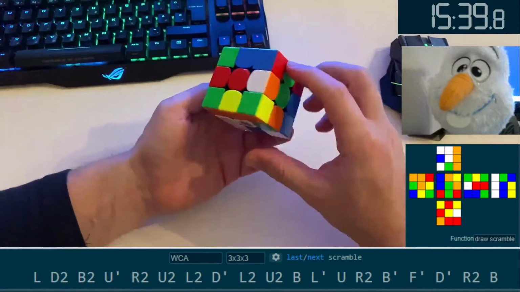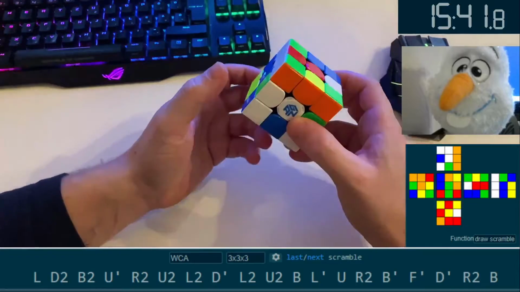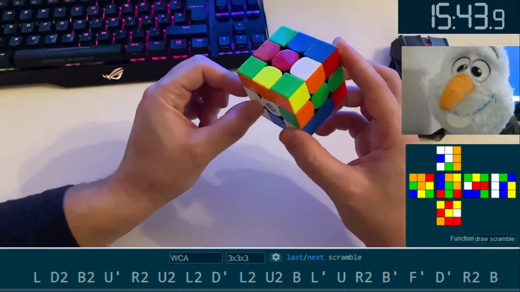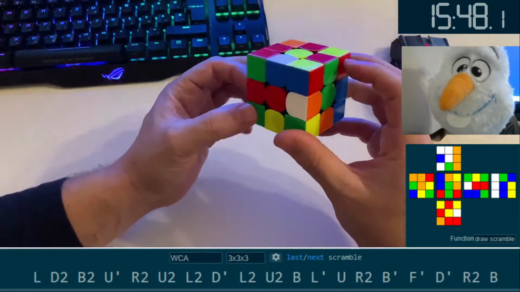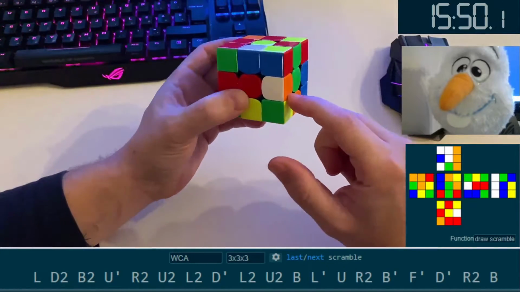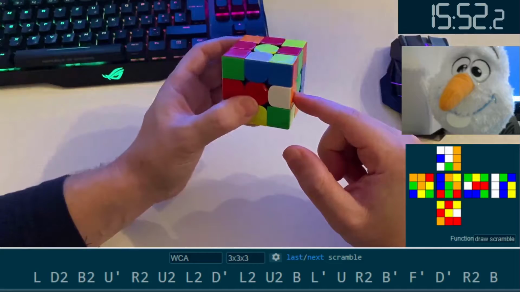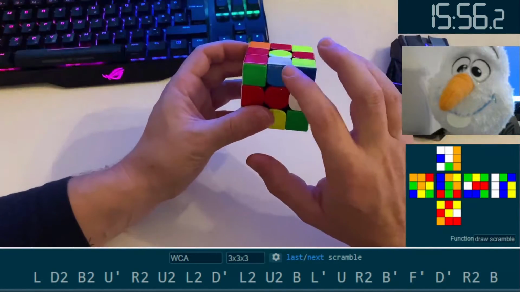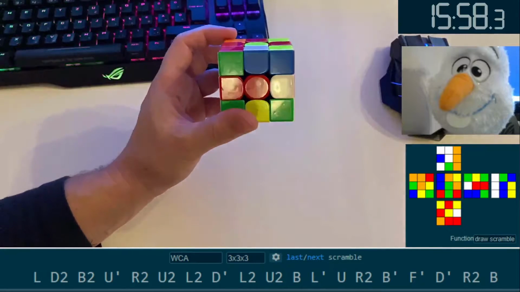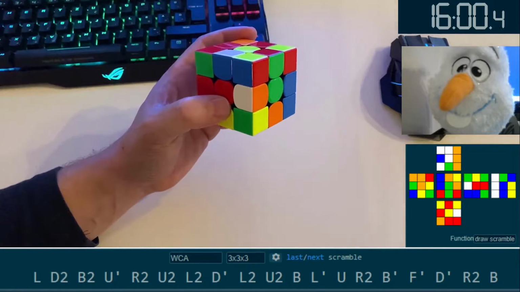Okay, green, good, red, and orange ready to go, and then we need to deal with the blue one, which is easy too. So this should be an easy cross.